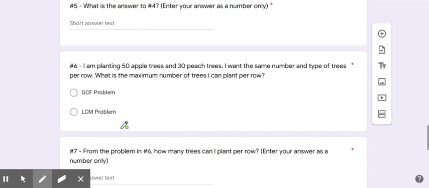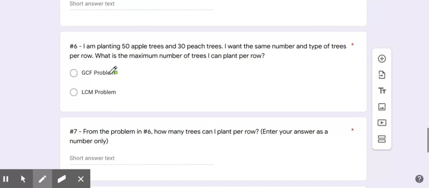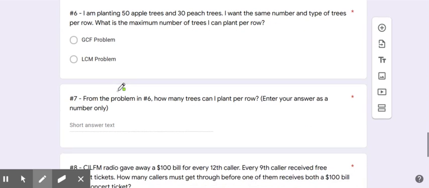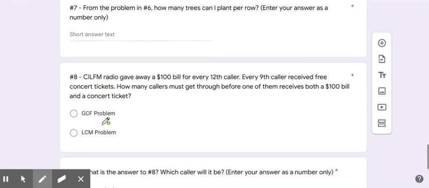Okay, you try number 6 and 7. Number 6 is asking you, is it a GCF or an LCM word problem? And number 7 asks you, from the problem number 6, so from this situation, how many trees can I plant per row? Be sure to enter your answer as only a number into that text box.